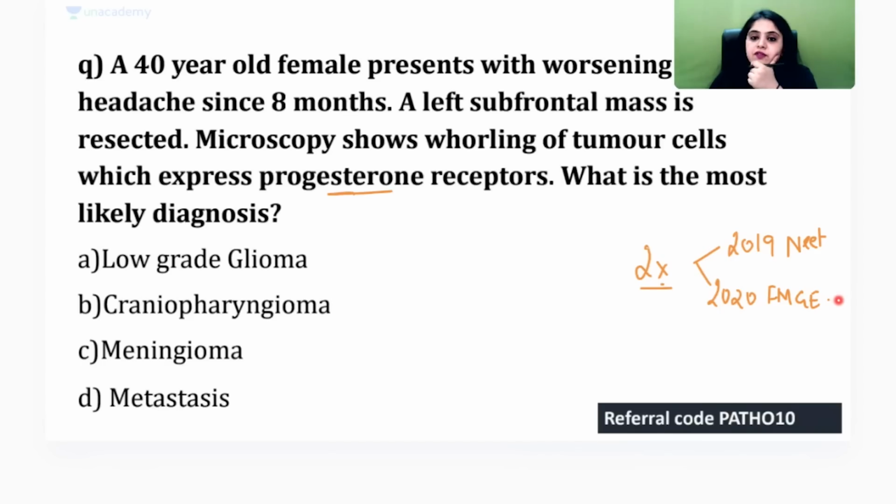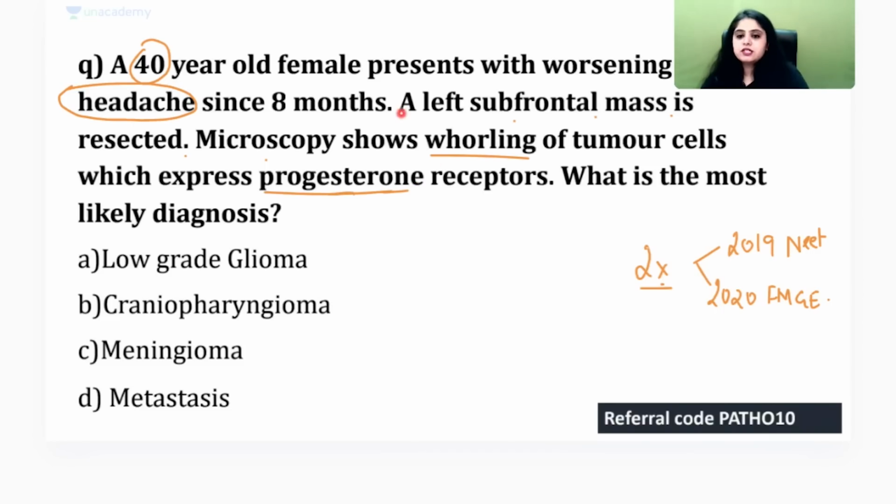52%. Let's see the leaderboard. Very good. So top 9 have got all 7 on 7 correct. First and foremost, 40-year-old female with headache. All your options are to do with brain tumors. A left subfrontal mass is resected. Microscopically shows whirling of the tumor cells. Hint number 1. Expressing progesterone receptors. Hint number 2.